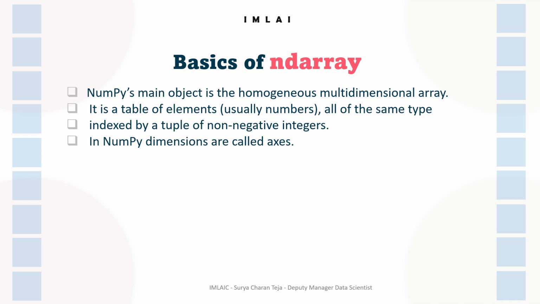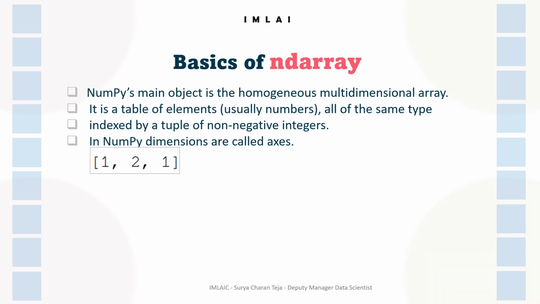And in NumPy, dimensions are called axes. So if you remember in pandas, we used to call them dimensions. So 2 dimension data frame, 1 dimension data frame. Similarly, we call those dimensions axes. For example, if you take 2 dimensions, we'll have x axis and y axis, and if you have 3 dimensions, we'll have x axis, y axis, and z axis. So let's take one example so that it will be much clearer.